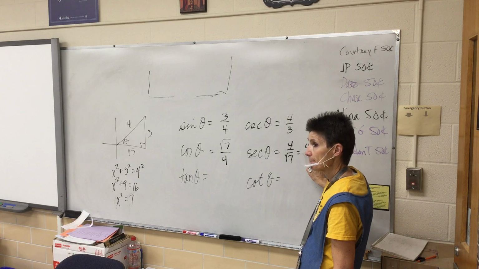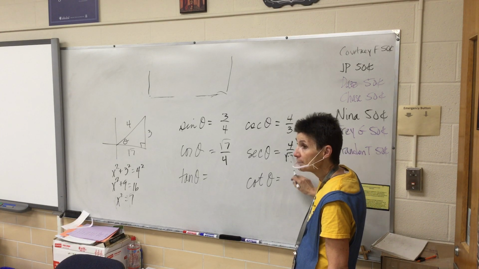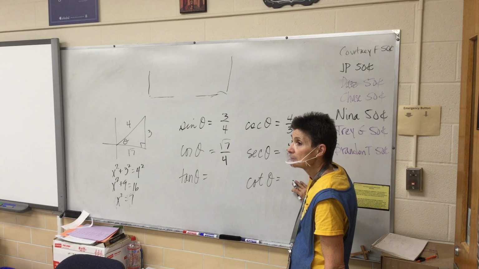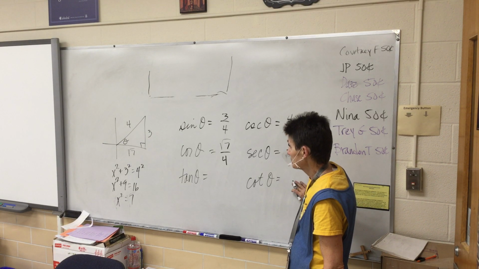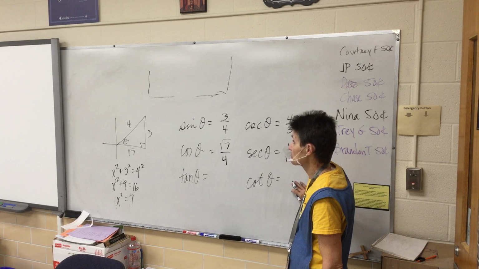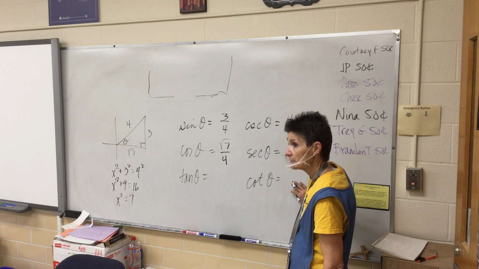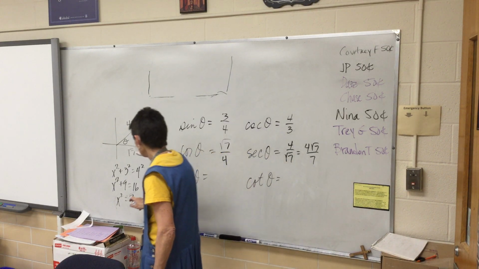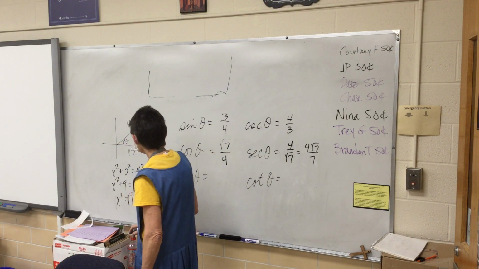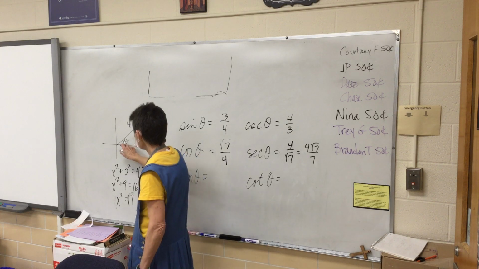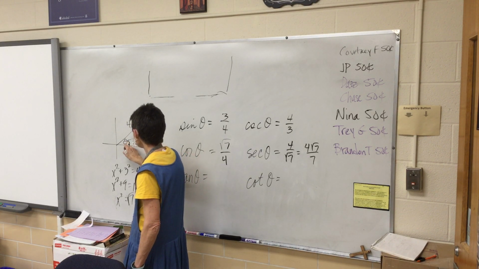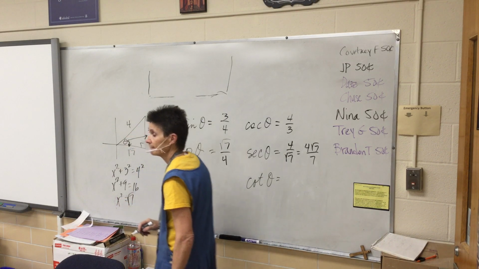I'm confused. By what? How is 7 the adjacent? It's the square root of 7. Oh, okay. I thought it was across from the 4, so would it be the opposite? This is the angle. This is opposite, this is adjacent, that's hypotenuse.